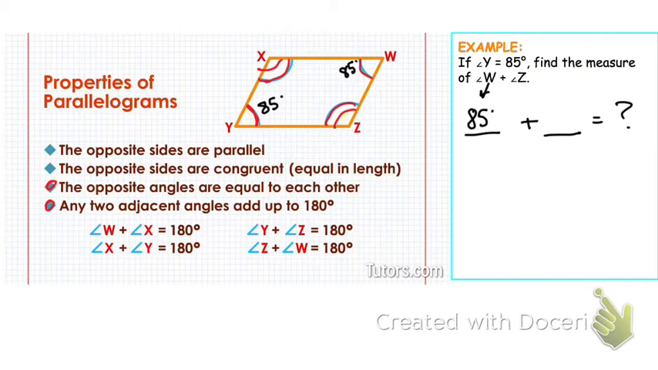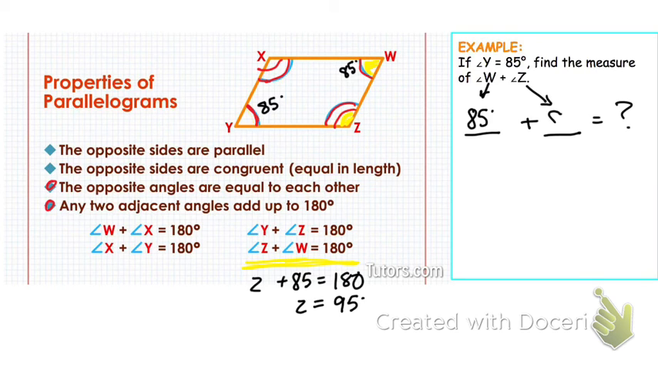And then angle Z is adjacent to angle W. So that means that they add up to 180. So that's written right here, angle Z plus angle W adds up to 180. So if angle W is 85 and we don't know what Z is, we can solve this equation and see that Z is 95 degrees.